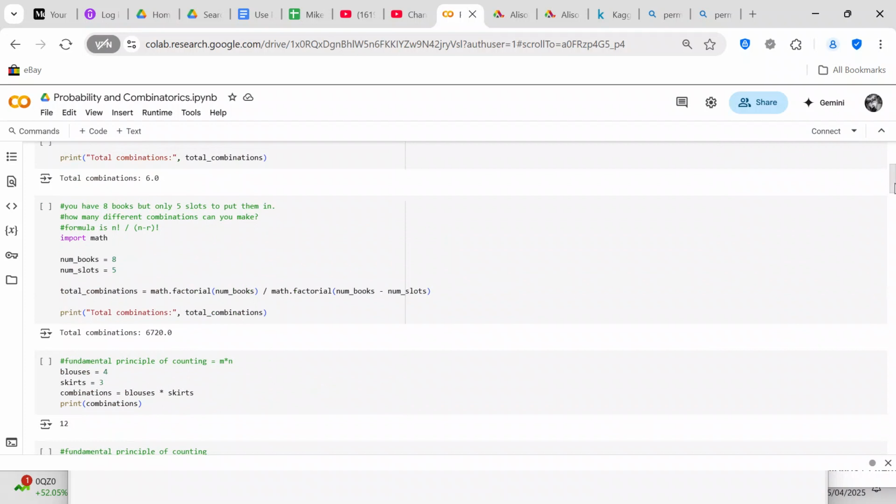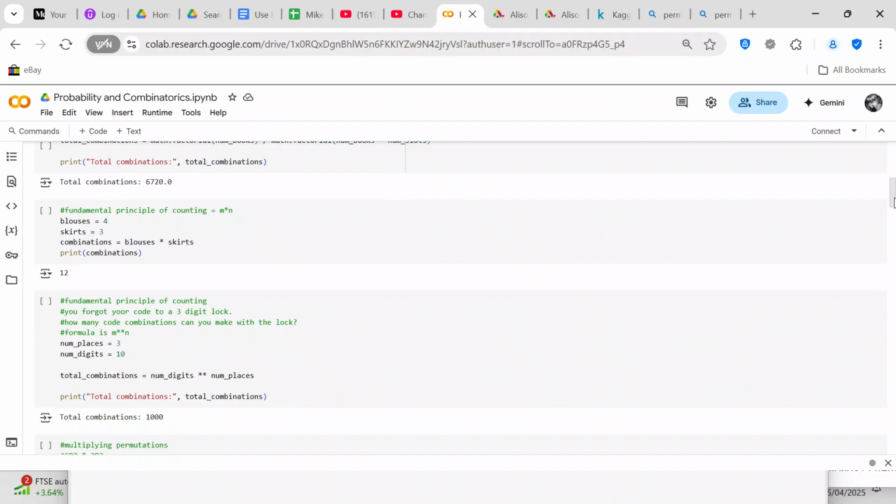So that's going to be 8 times 7 times 6 times 5 times 4 times 3 times 2 times 1 divided by math.factorial(number of books minus number of slots). So that's 8 minus 5 is 3, so that's 3 times 2 times 1. And then you do all that with Python. You don't have to calculate it yourself. And after you've taken the 8 factorial divided by 3 factorial, you come up with 6,720.